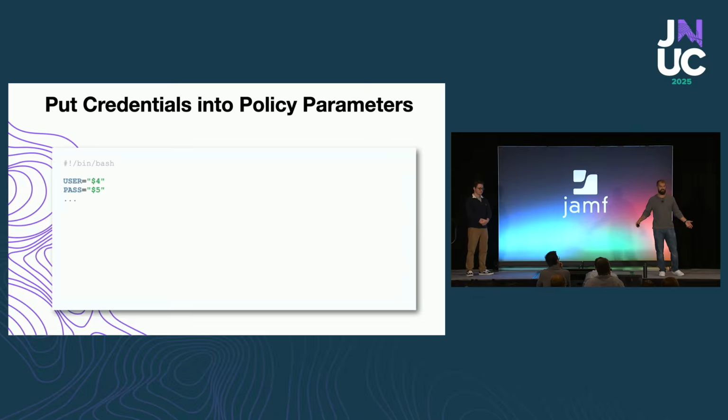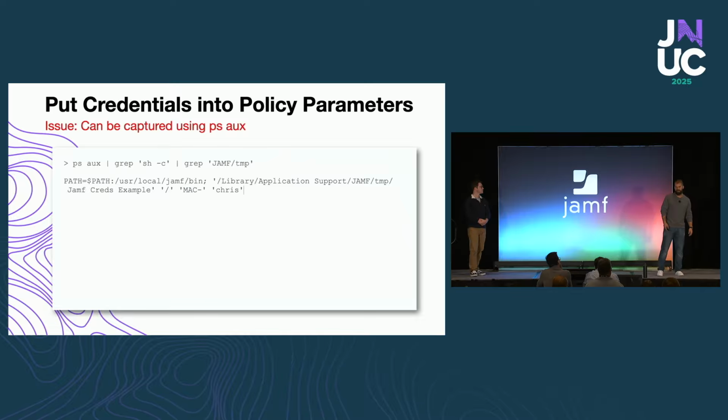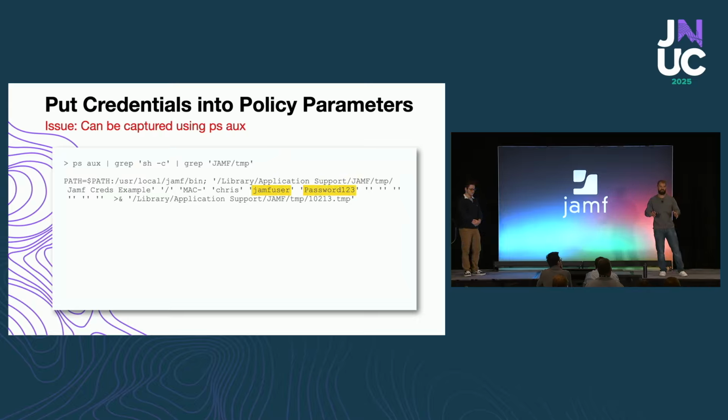Now, a better way, obviously, is putting those API credentials into policy parameters, so $4, $5. This is great, but I think unbeknownst to most admins, it's not really that much more secure, because all the user needs to do is run ps aux, and they are able to get those credentials. So this is the output of that while Jamf is running. And if you look at this, we've got our username and password right there in plain text. So it doesn't really obscure it much more. You can also use a combination of this and base64, which is typically what we've done in the past. It's just security through obscurity. It's not actually encrypted. It's still in plain sight for the user to see.